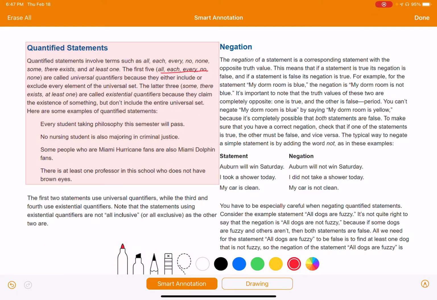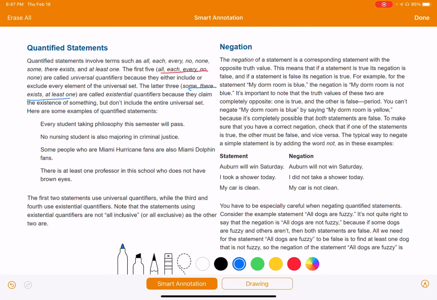each, every, no, or none. And then we have our existential quantifiers that have the words some, there exists, at least one. Oh, sorry. Pen is acting up.